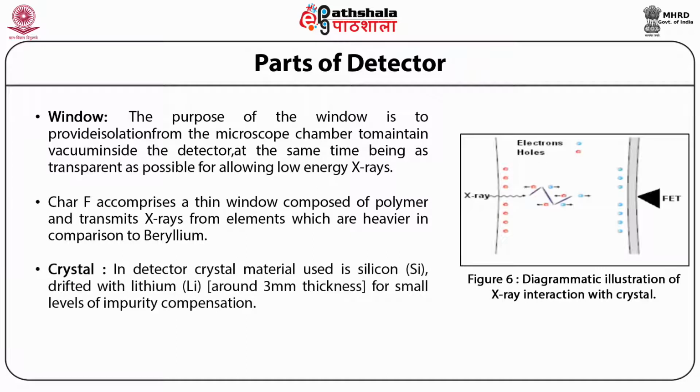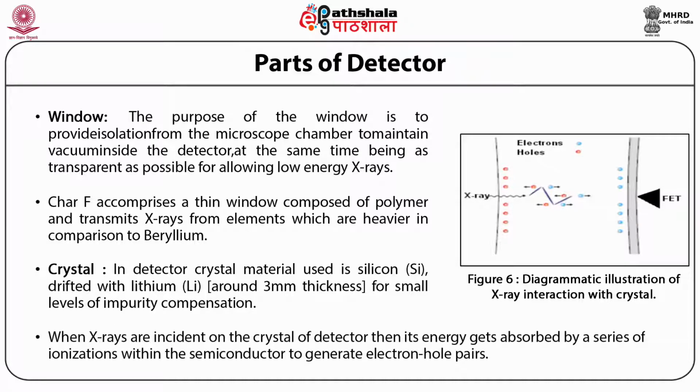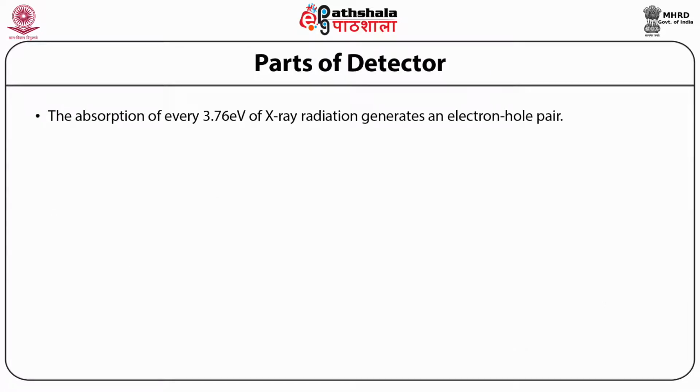Next is the crystal. In the detector, the crystal material used is silicon drifted with lithium, around 3 mm thickness, for small levels of impurity compensation. When X-rays are incident on the crystal of the detector, then its energy gets absorbed by a series of ionizations within the semiconductor to generate electron-hole pairs. The absorption of every 3.76 electron volt of X-ray radiation generates an electron-hole pair.